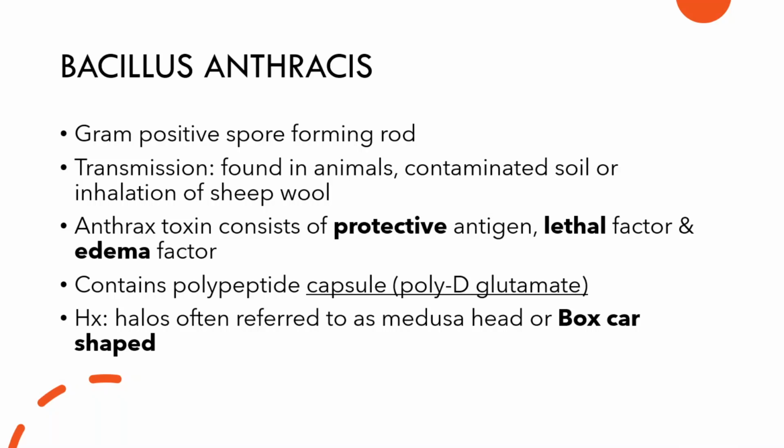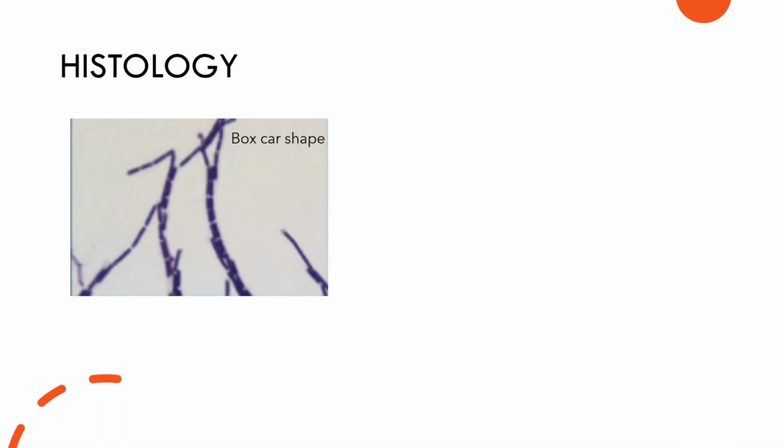Now, step one likes to ask you about the poly-D-glutamate capsule. On histology, we're going to see halos that are often referred to as a medusa head or a boxcar shaped. And on the next slide, I will show you what that looks like. So if we look at this image, we can see that there's these tiny little boxes attached to one another, and this is diagnostic of anthrax.